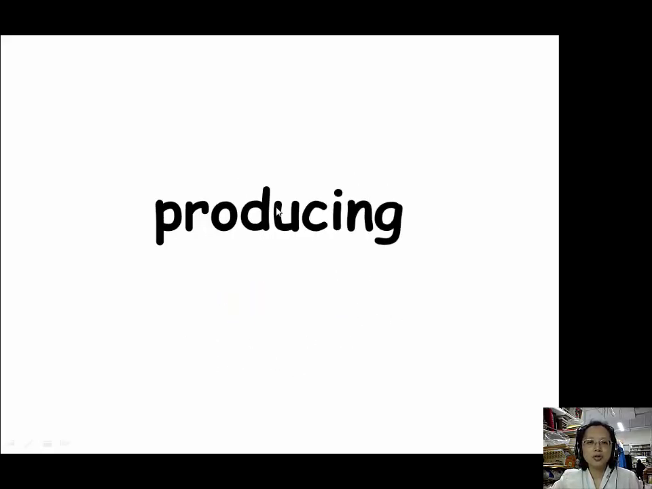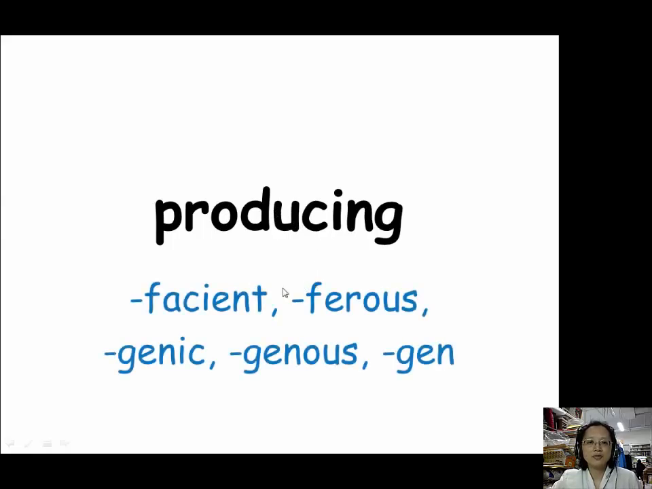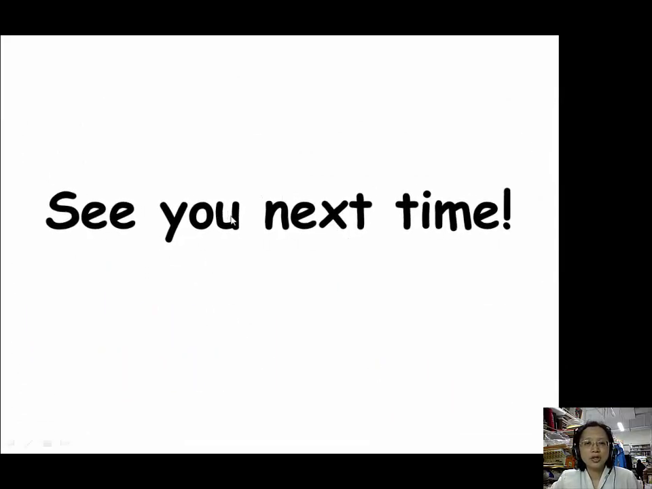And for describing things that are produced by something, we have genous, G-E-N-O-U-S. For producing, we have 5 suffixes, facient, F-A-C-I-E-N-T, ferous, F-E-R-O-U-S, genic, G-E-N-I-C, genous, G-E-N-O-U-S, and gen, G-E-N. Now we finish the 4th part of lesson 16.